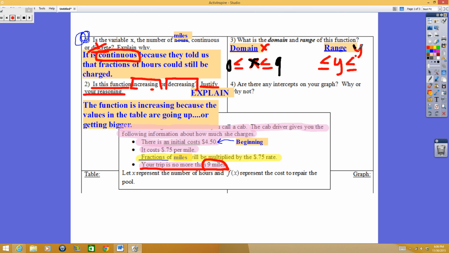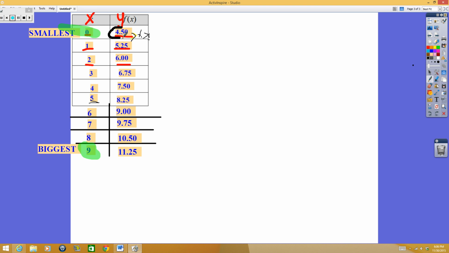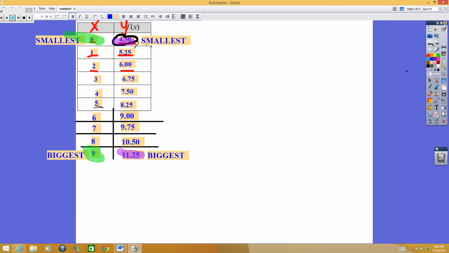We're going to do the same thing with range, which is y's, right? My smallest one is right here, $4.50. And my biggest one, it's nice, it goes in order, is at the bottom, and it is $11.25. So bam and bam. Let me write that down real quick. My handwriting is horrible right now, so I'm just going to type it. $4.50 to, what was it? $11.25. Done.